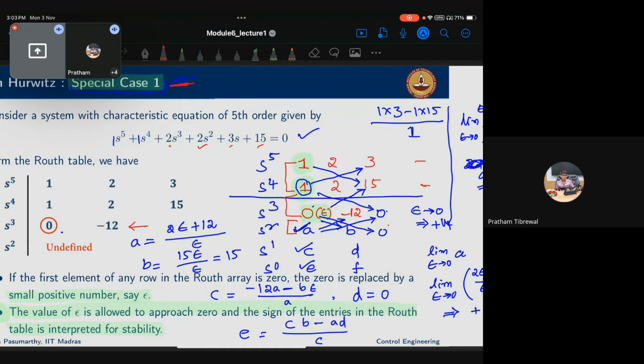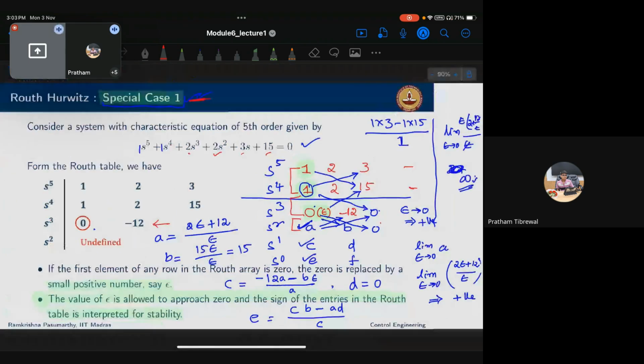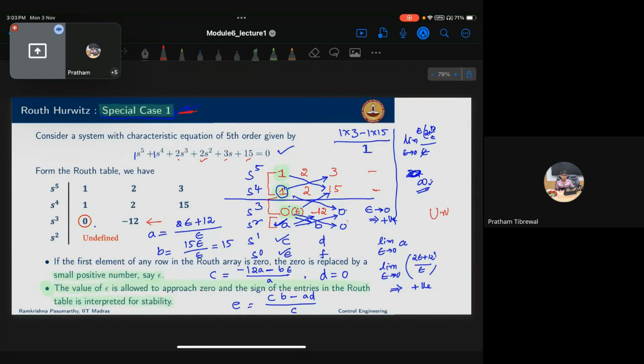In that way we will check. If there are no sign changes at all, we'll say the system is stable. And if there is any sign change in between or at last, I can say that the system becomes unstable. Also, we will look for the number of sign changes. That many poles are on the right-hand side.